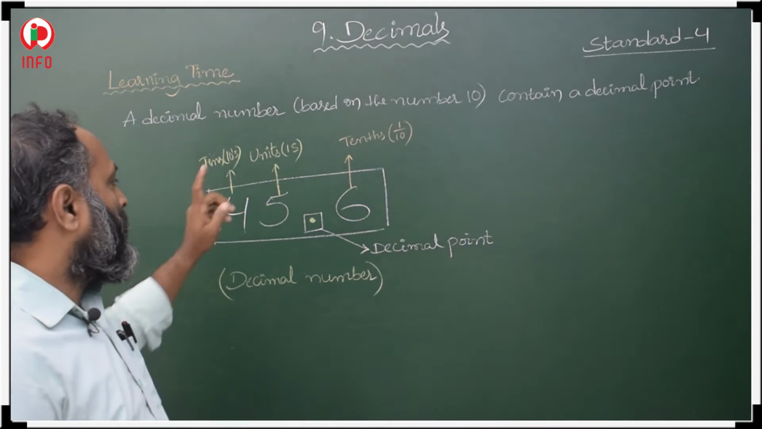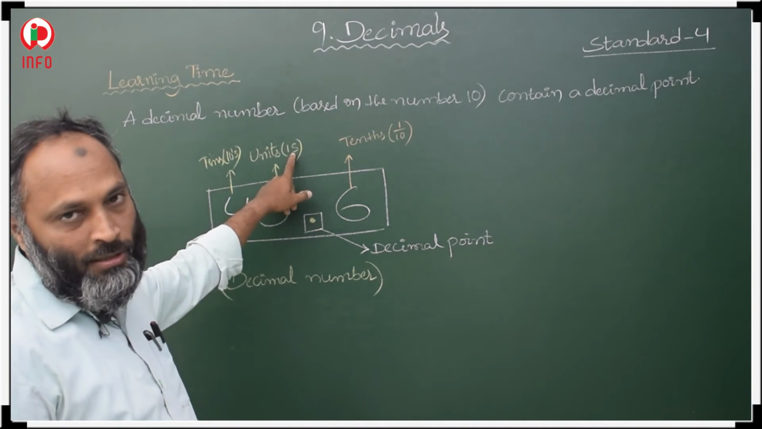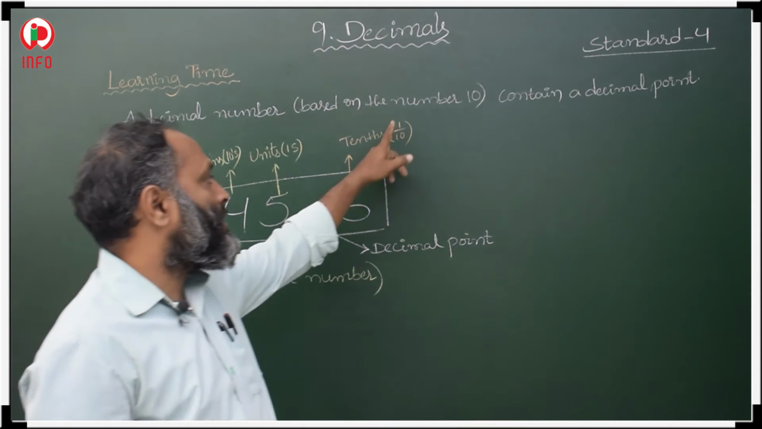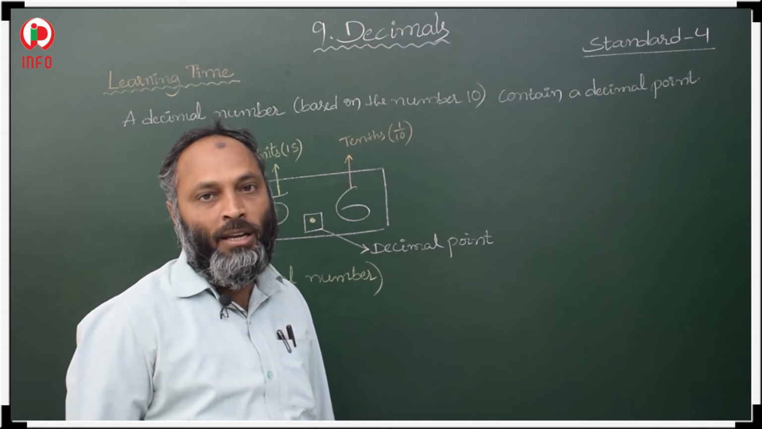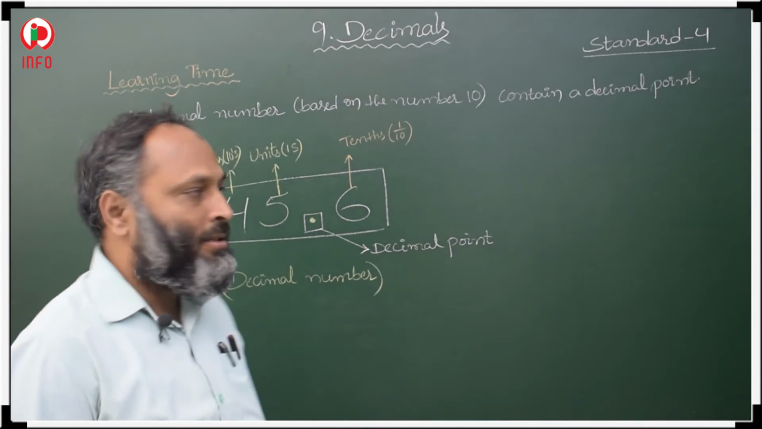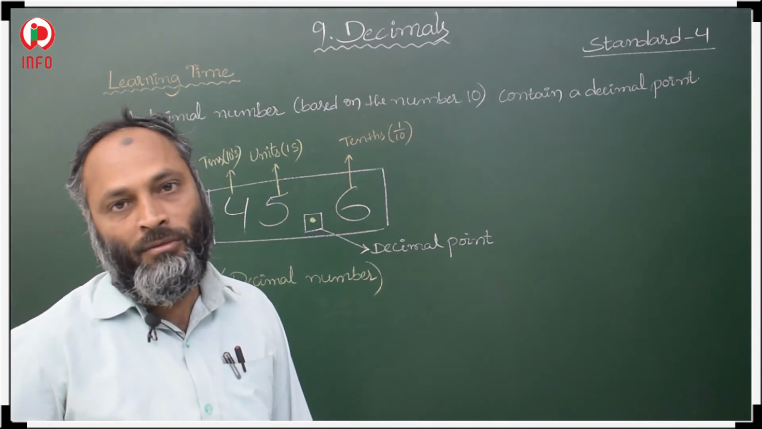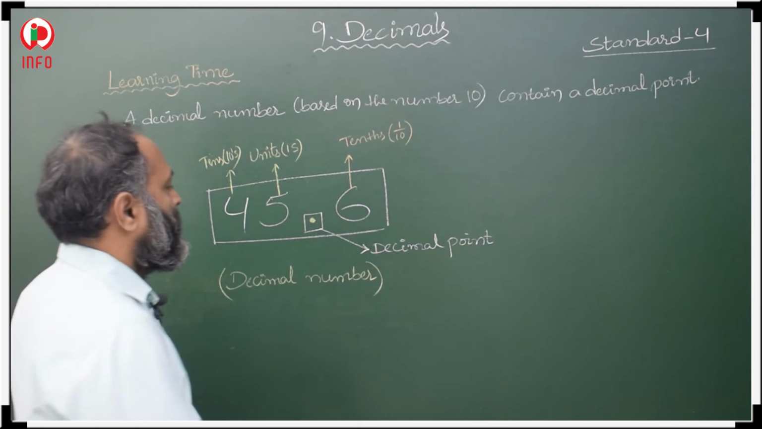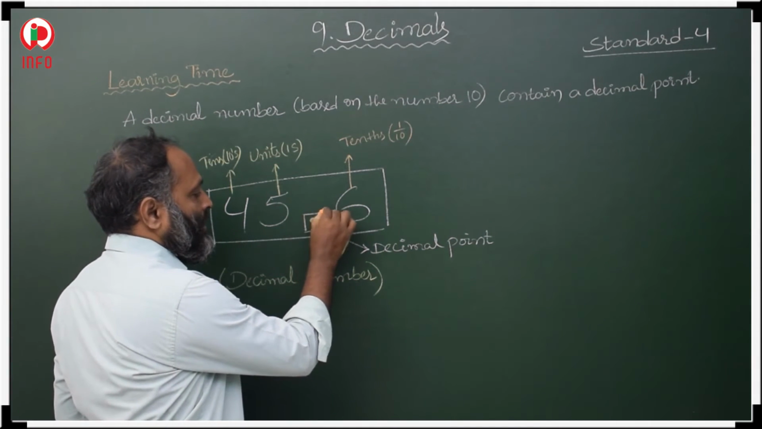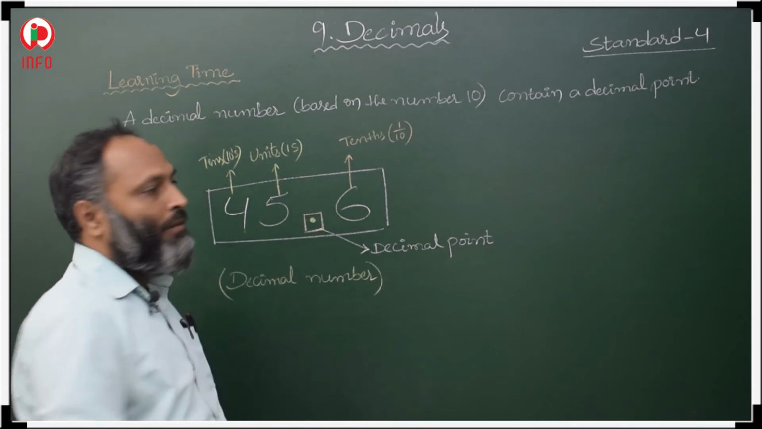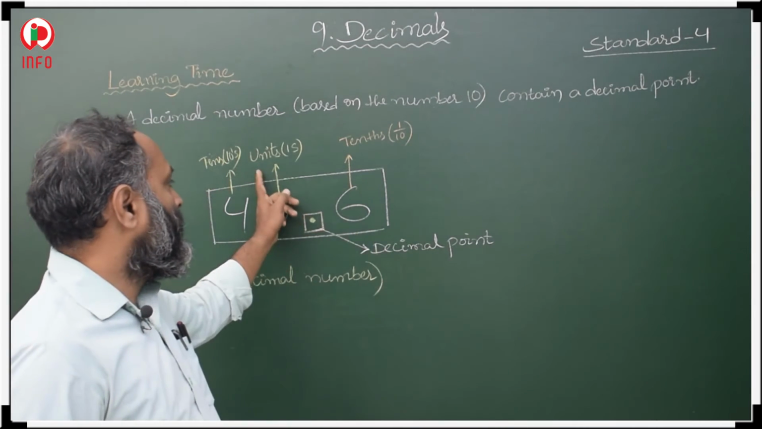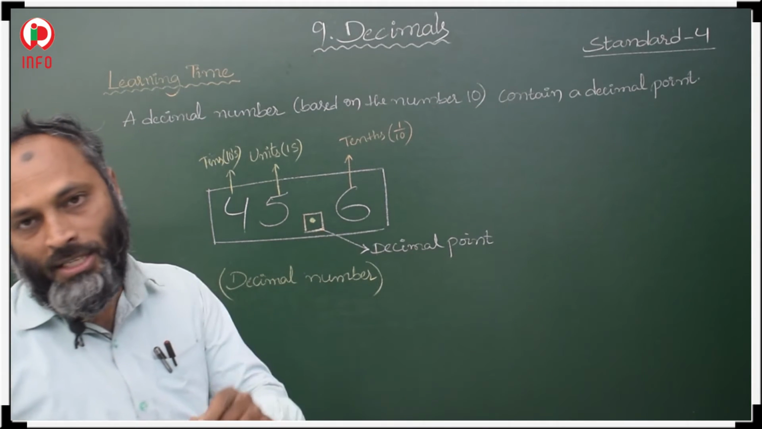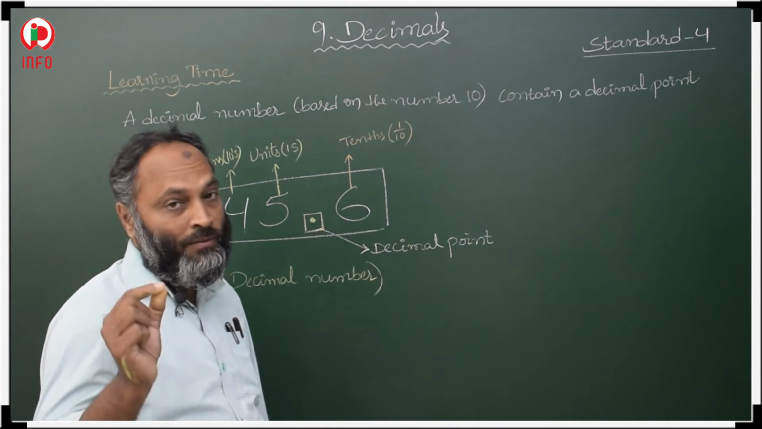Okay. Here units means ones. Tens means tens, like this. Tenths means 1 by 10. So that is a fractional value. So these decimal values are nothing but fractional values. Okay. Here the decimal point, whatever the decimal point in the decimal number, that is always in between units and tenths place. So this point you have to remember.